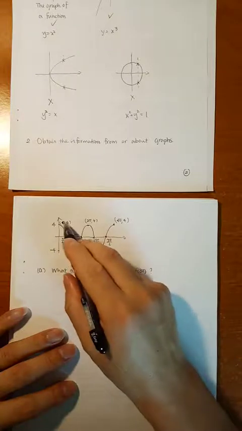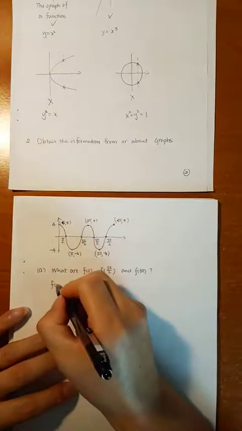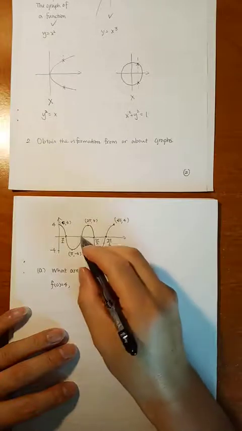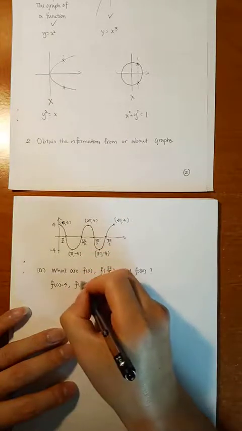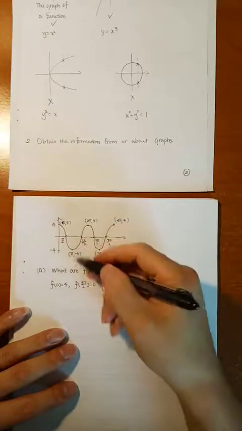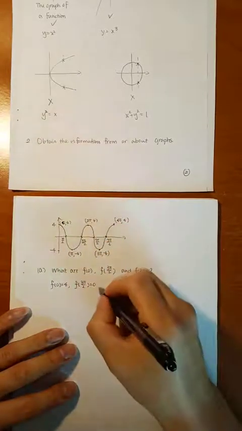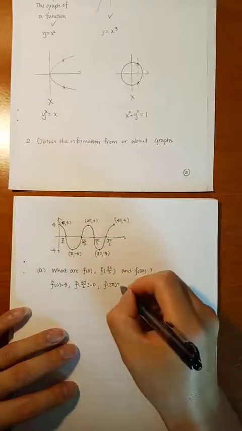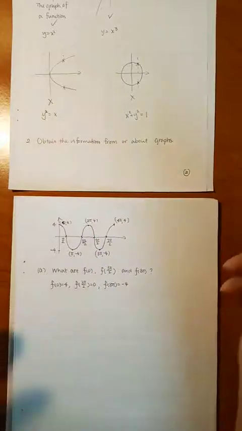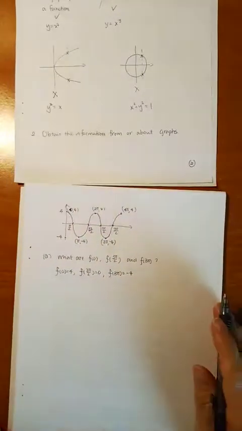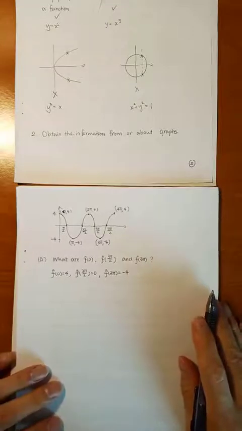f(0) is 4. f(3 pi over 2), 3 pi over 2 is here. f(3 pi over 2) is equal to 0. The value corresponds to the y coordinate. Okay, so f(3 pi) is negative 4. So the input are x coordinate, output are y coordinate.